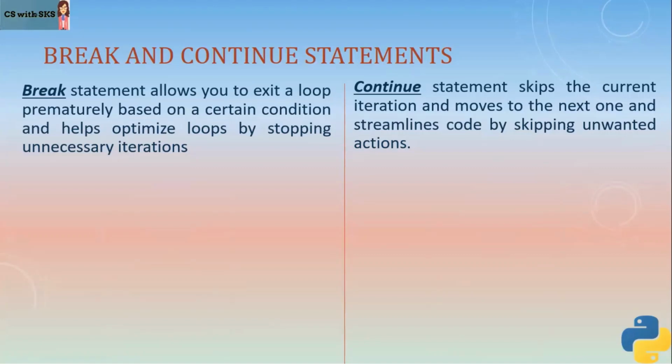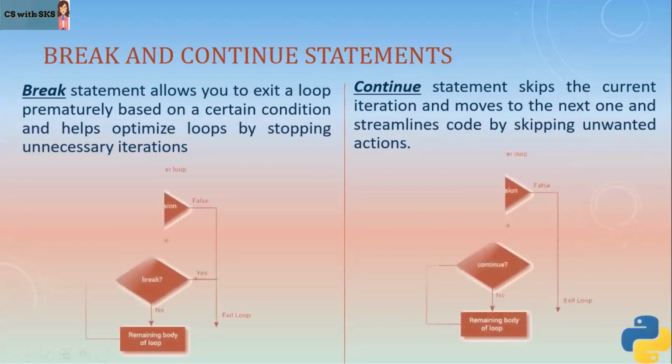Now let's understand these statements with the help of flowcharts. So you enter the loop, you check for the condition, and you put a condition: do you want to break? I mean, some condition to break, and there you will use break statement, and you will just exit the loop. If you don't want to break, then you execute the rest of the loop, and then you again go back to the test condition.